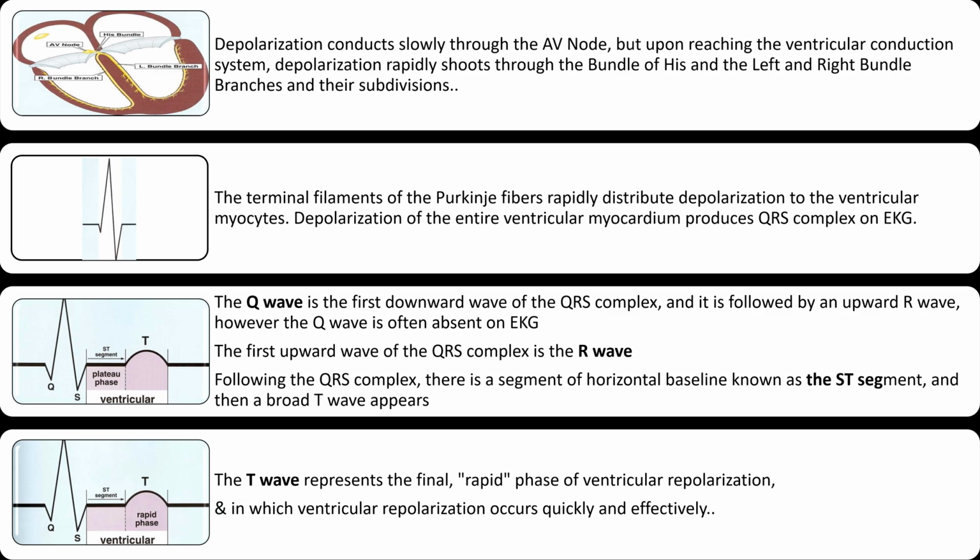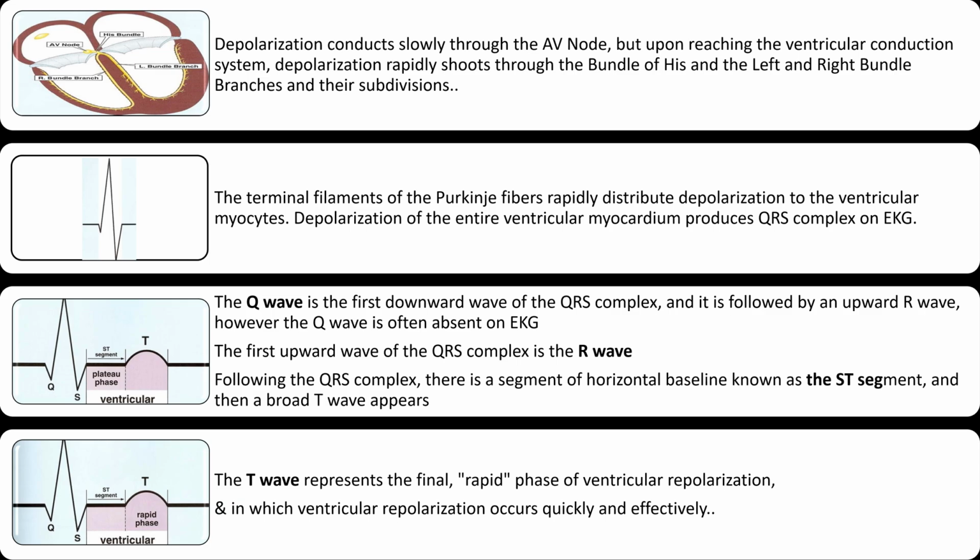Depolarization conducts slowly through the AV node, but upon reaching the ventricular conduction system, depolarization rapidly shoots through the bundle of His and the left and right bundle branches in their subdivisions. The terminal filaments of the Purkinje fibers rapidly distribute depolarization to the ventricular myocytes. Depolarization of the entire ventricular myocardium produces the QRS complex on EKG.